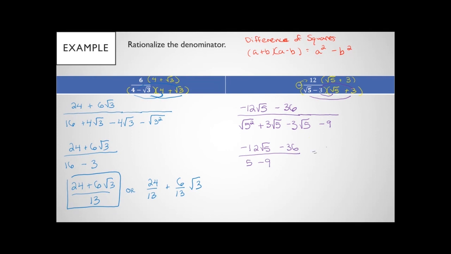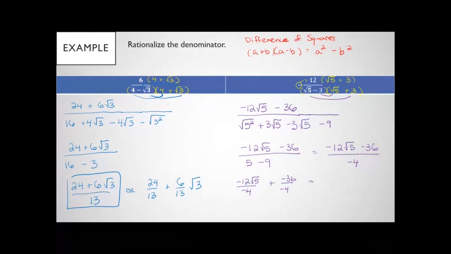So I'm going to just move to the right here. I have a negative 12 square root of 5 minus 36. And then 5 minus 9 is negative 4. Now in this case, I am going to split it up as separate fractions because I know that I'm going to be able to reduce in doing some division. So if I rewrite this as negative 12 square root of 5 over negative 4 plus negative 36 over negative 4, I can do some reducing.